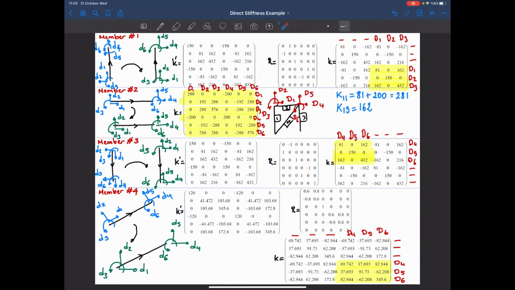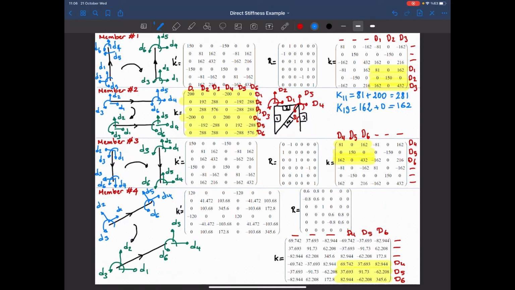Okay. Let's take a look at the second member. How much force do I need? There's a unit translation in 1. How much force do I need to keep the rotation equal to 0? I'm looking at K13, and that's equal to 0. Plus 0, and that gives me 162. So we do this over and over again for every member. Let's assemble.